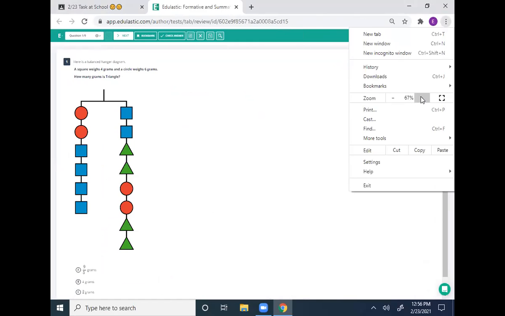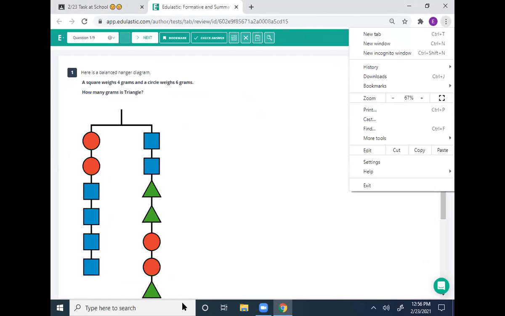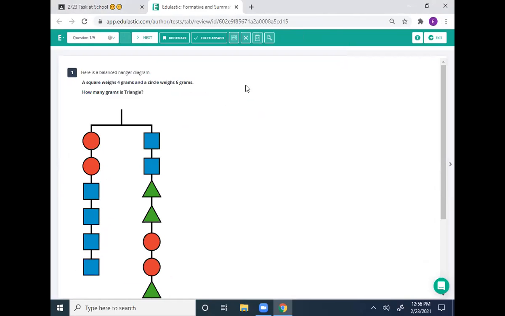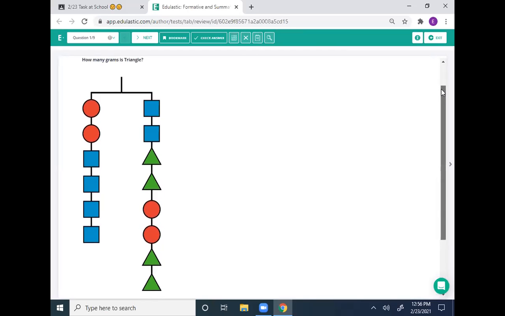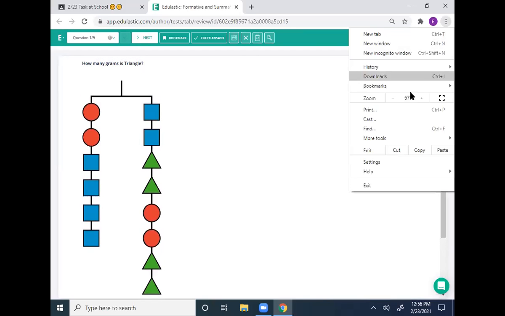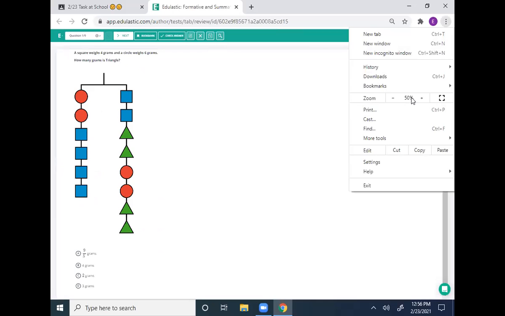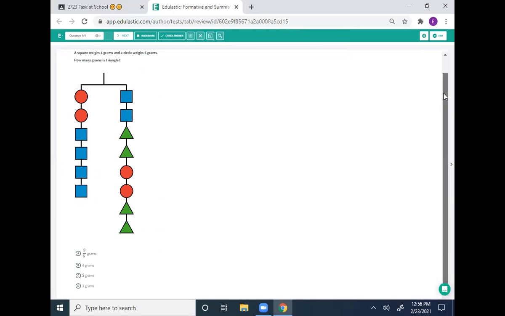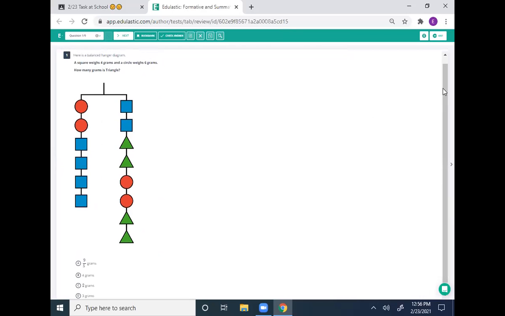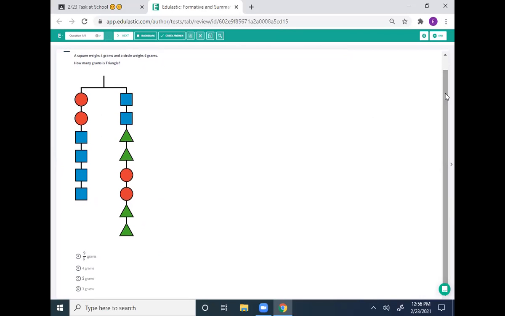So we're looking at this guy here. It tells us a couple things. It says a square weighs 4 grams, and a circle weighs 6 grams. We need to figure out how much a triangle weighs.